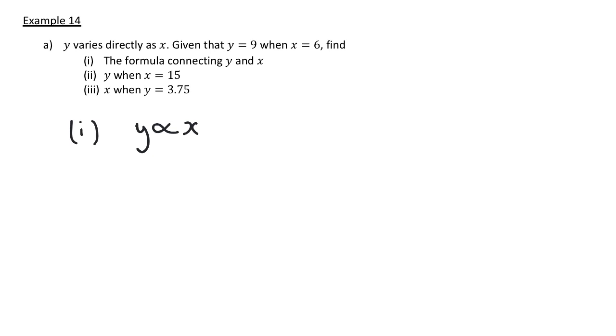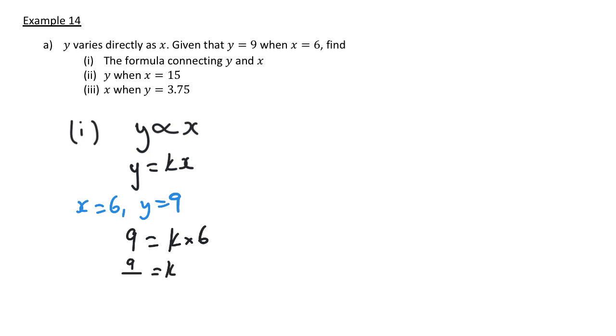What we know then, if y is proportional to x, that means that y equals kx. Now what we're told in the question is that y equals 9 and x equals 6. So x equals 6, y equals 9. So we can put that information in and we get 9 equals k times 6. So to get k on its own, we divide by 6. And we get k equals 9 over 6. So k equals 1.5. So our equation then is y equals 1.5x.